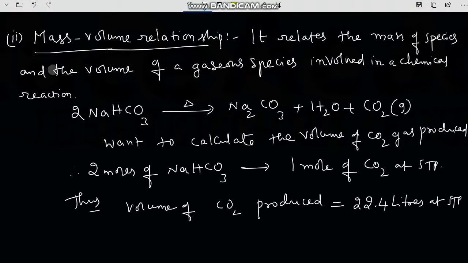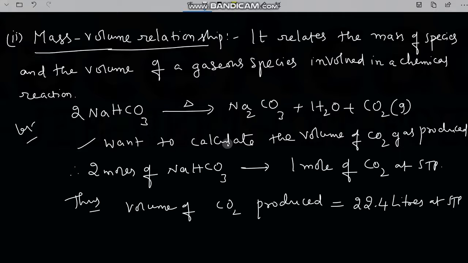Let us see the second one, mass volume relationship. It relates the mass of a species and the volume of a gaseous species. The mass of the species we see on the reactant side, and the volume of the gas obtained is on the product side in a chemical reaction. Suppose sodium bicarbonate gives sodium carbonate, water and CO2 gas. Since sodium bicarbonate gives CO2, we can easily calculate the volume of CO2 gas produced.